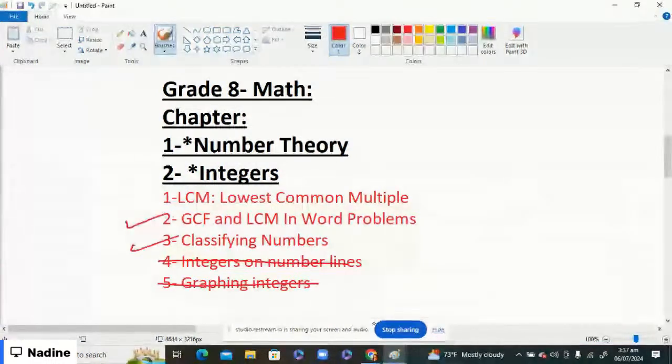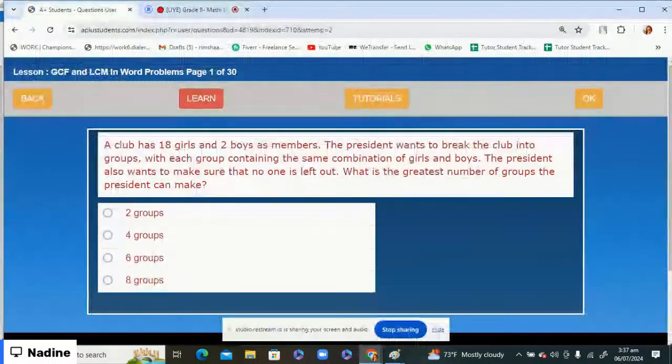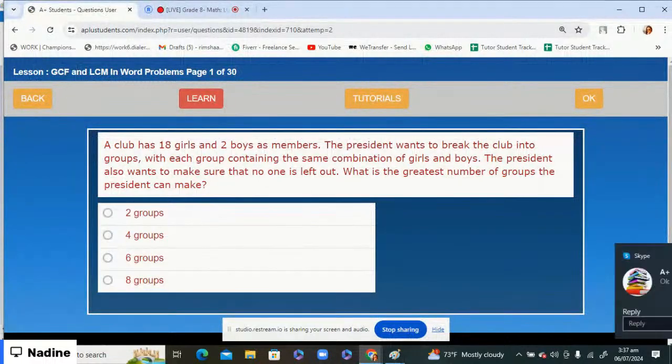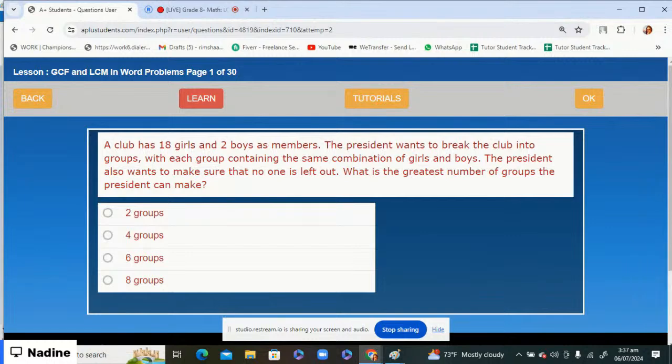So for GCF and LCM problems, let's do it. GCF and LCM in word problems. A club has 18 girls and 2 boys as members. The president wants to break the club into groups, with each group containing the same combination of girls and boys. The president also wants to make sure that no one is left out. What's the greatest number of groups the president can make?